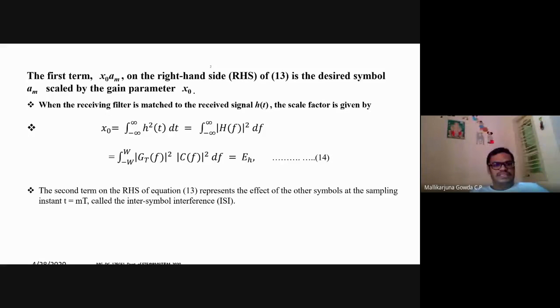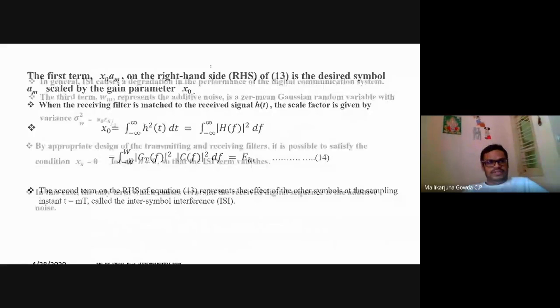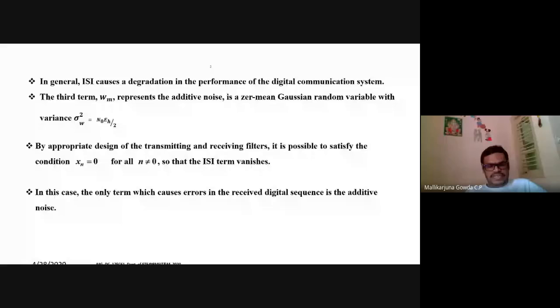And I said the second term on the RHS of that equation 13 represents the effect of other symbols at the sampling instant, say t equal to mT. So I said that we call it ISI, that is inter-symbol interference. In general, inter-symbol interference causes degradation in the performance of a digital communication system. I said already about the third term, that is the additive noise. It has zero mean, and the variance will be this much, N0 Eh by 2.